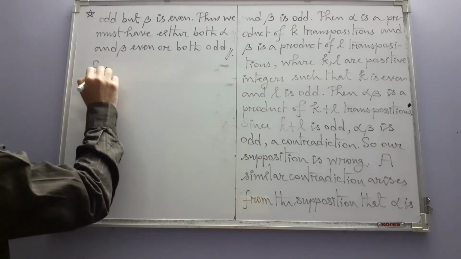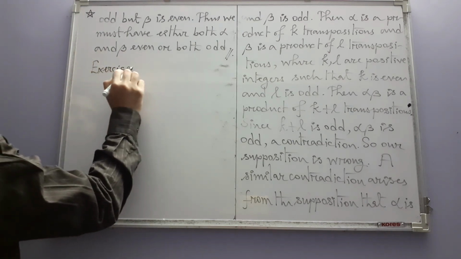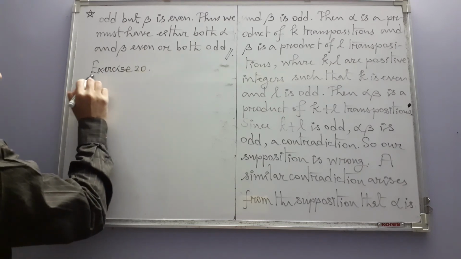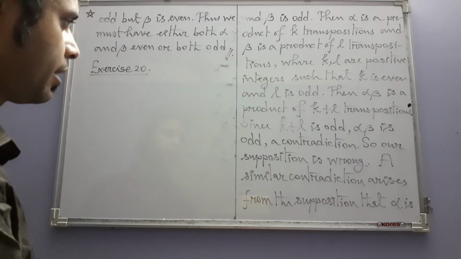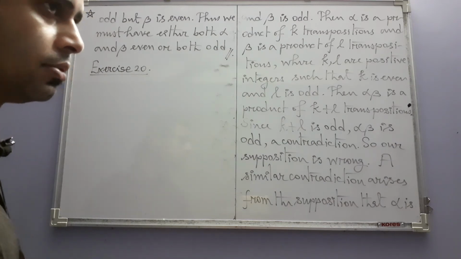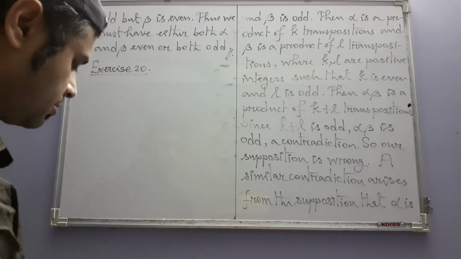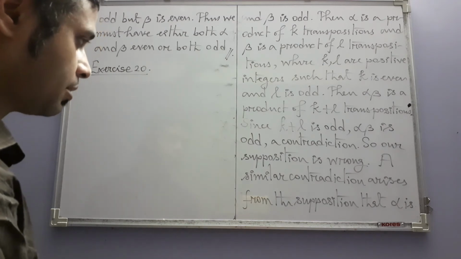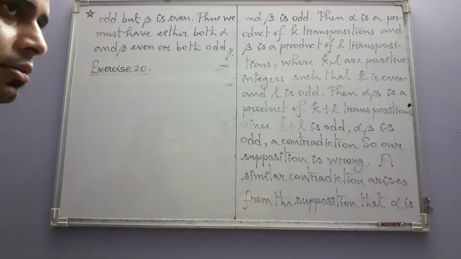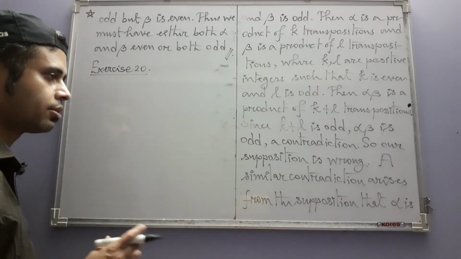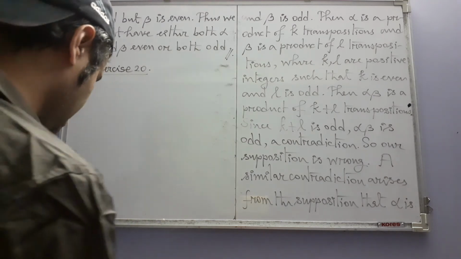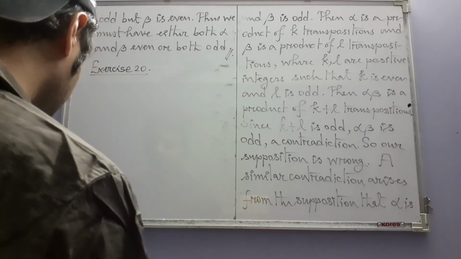Then exercise 20. So by now we know very well what happens when we multiply two permutations. I mean, what happens to their evenness or oddness, how they affect the evenness or oddness of the product. We have figured it out completely.